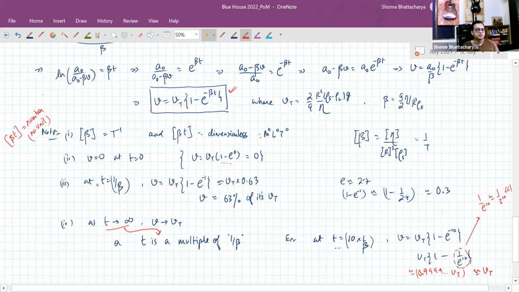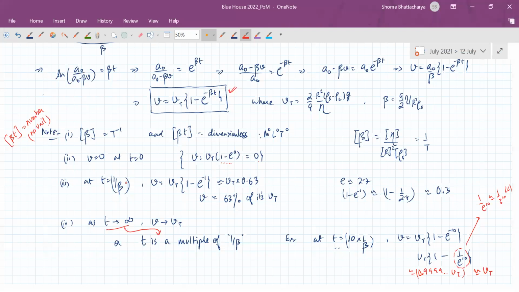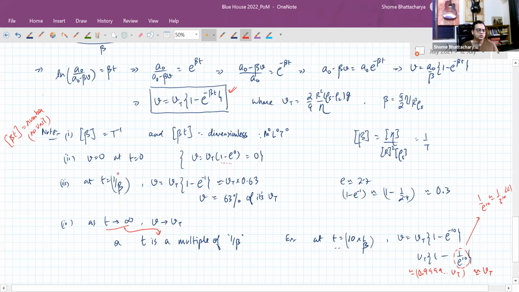Similarly, now you put the value of t as 1 by beta. Remember, earlier I told you that beta has the dimension of 1 upon time. It's a constant expressed in per second or per minute, something like that. So 1 by beta is a constant which has the dimension of time. It's expressed in seconds or minutes or hours or whatever. So at t equal to that constant value of time, what is the value of v? We get that by substituting t as 1 by beta. And the explanation for that is here.